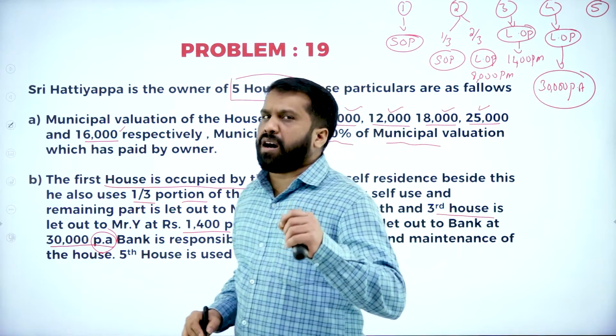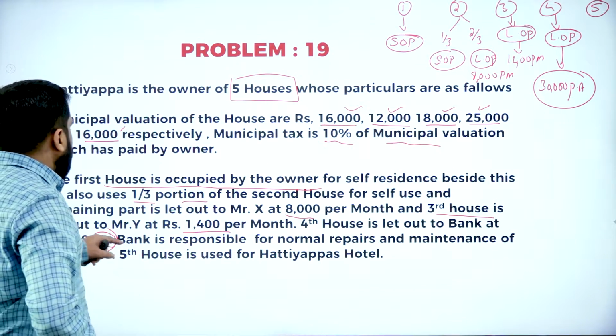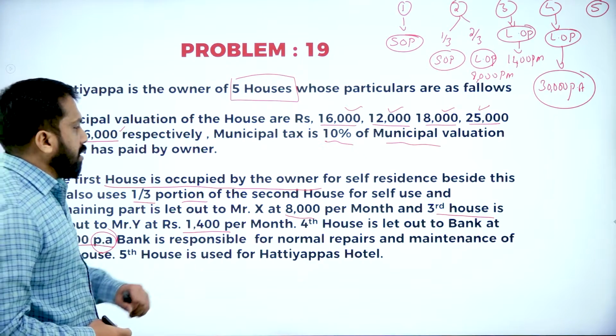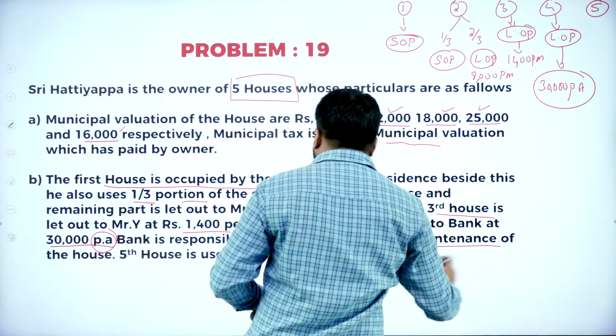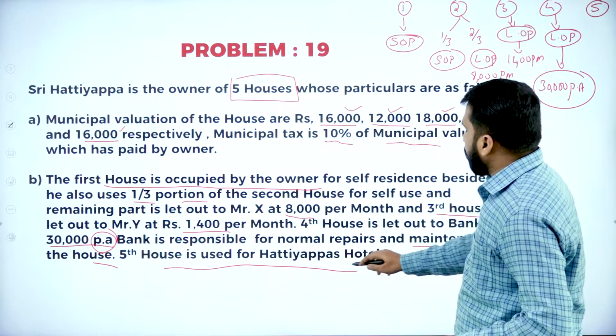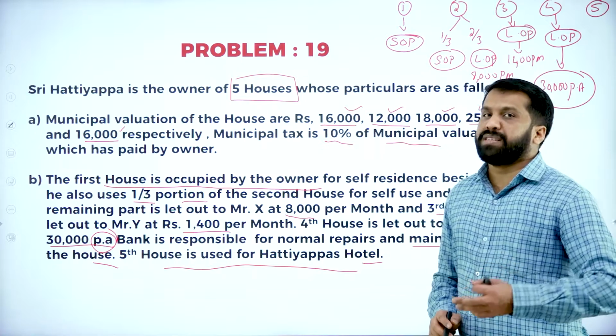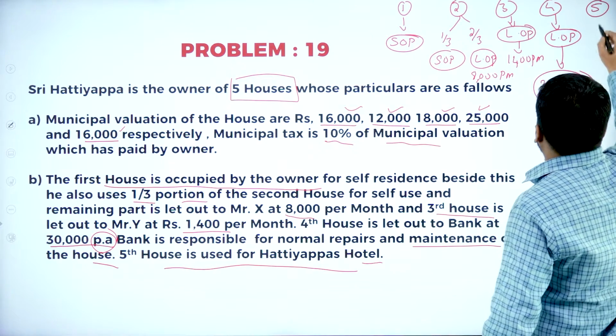We'll go for the last house now. In the last house, the bank is responsible for normal repair and maintenance of the house. The fifth house is used for Hattiyappa's hotel. Hotel means what? Self business. Then it will be what?